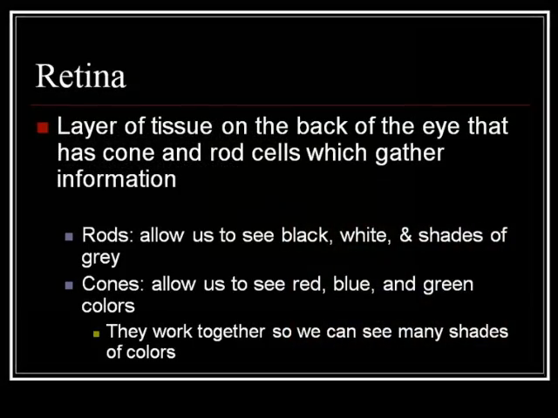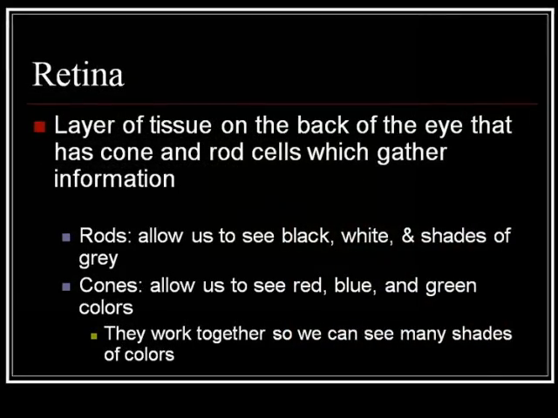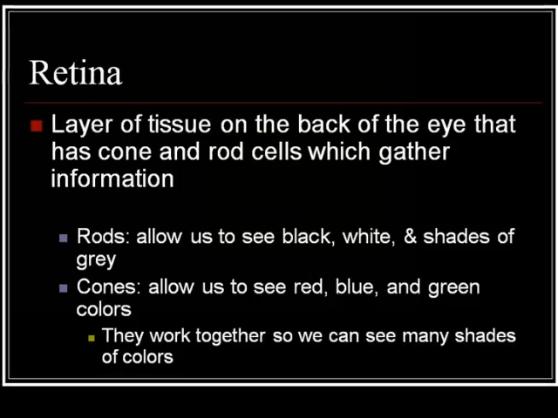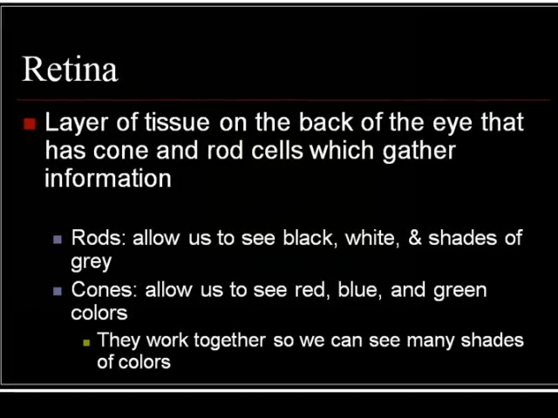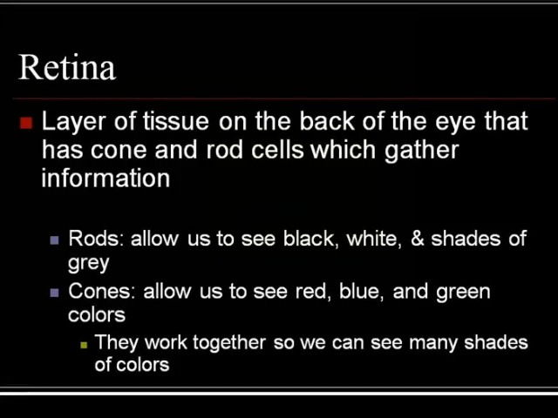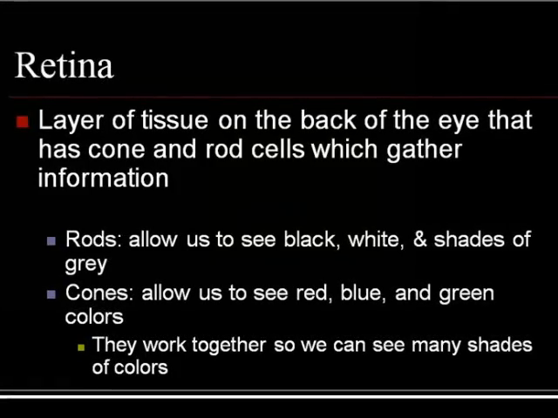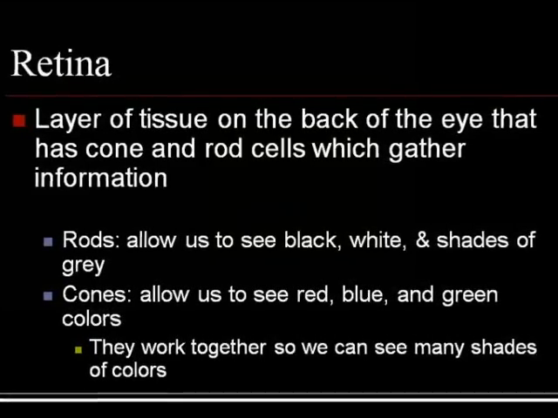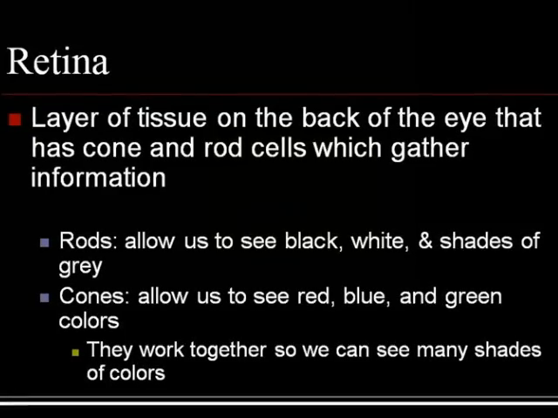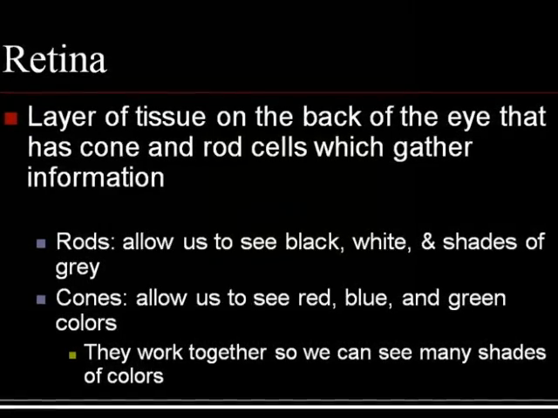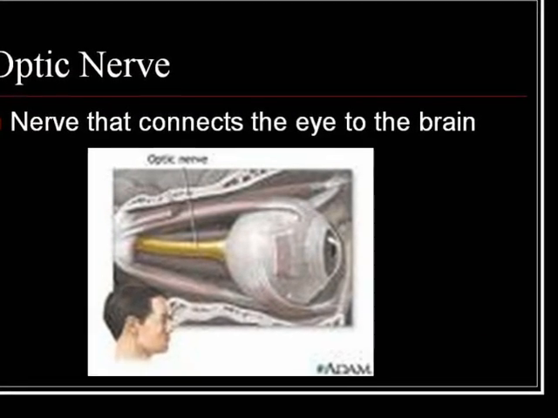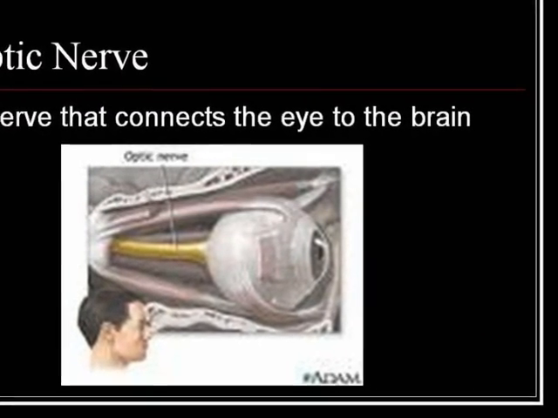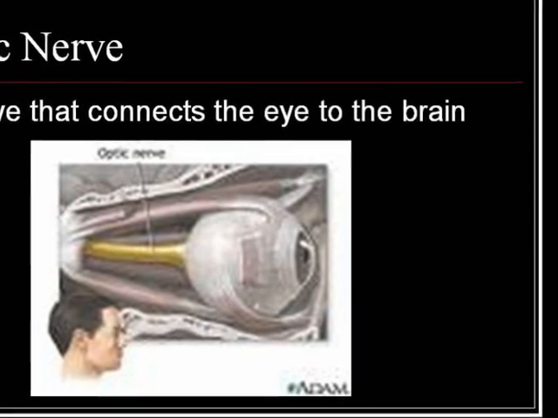The retina is a layer of tissue on the back of the eye that has cone and rod cells which gather information. Rods allow us to see black, white, and shades of gray. Cones allow us to see red, blue, and green colors. They work together so we can see many shades of colors. The optic nerve is the nerve that connects the eye to the brain and sends messages from the eye to the brain.